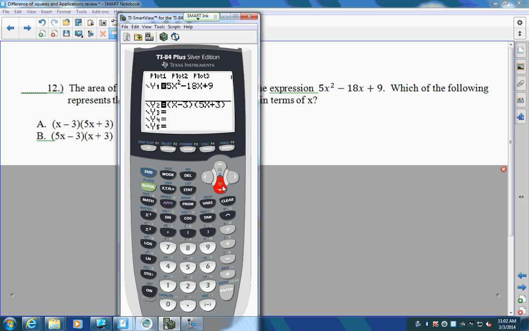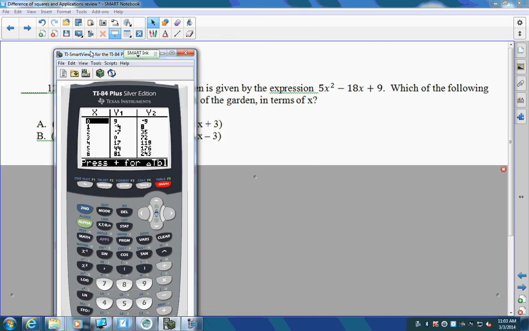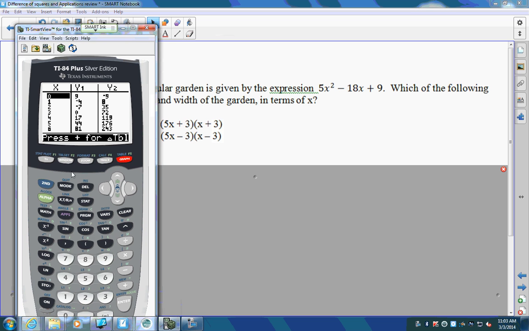So if I go down here to y2, I'm going to try B now. I'm going to put in there 5x. Oops, don't forget your parentheses. Makes a big difference. 5x minus 3, parentheses, and then x plus 3. Some people are saying no. Sure enough, they don't match up again. Well, darn it.